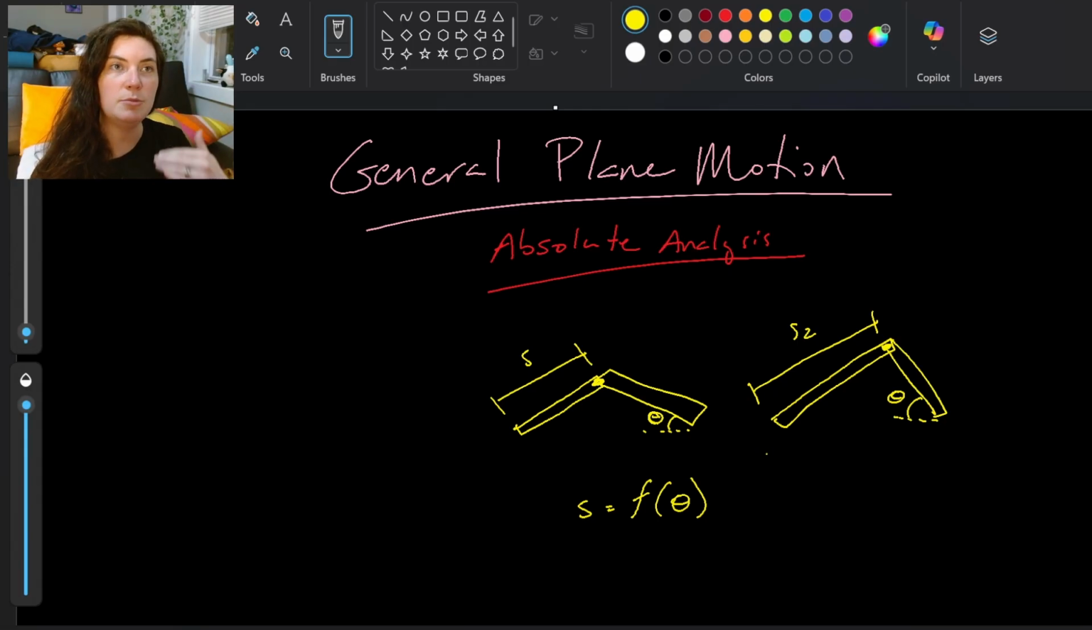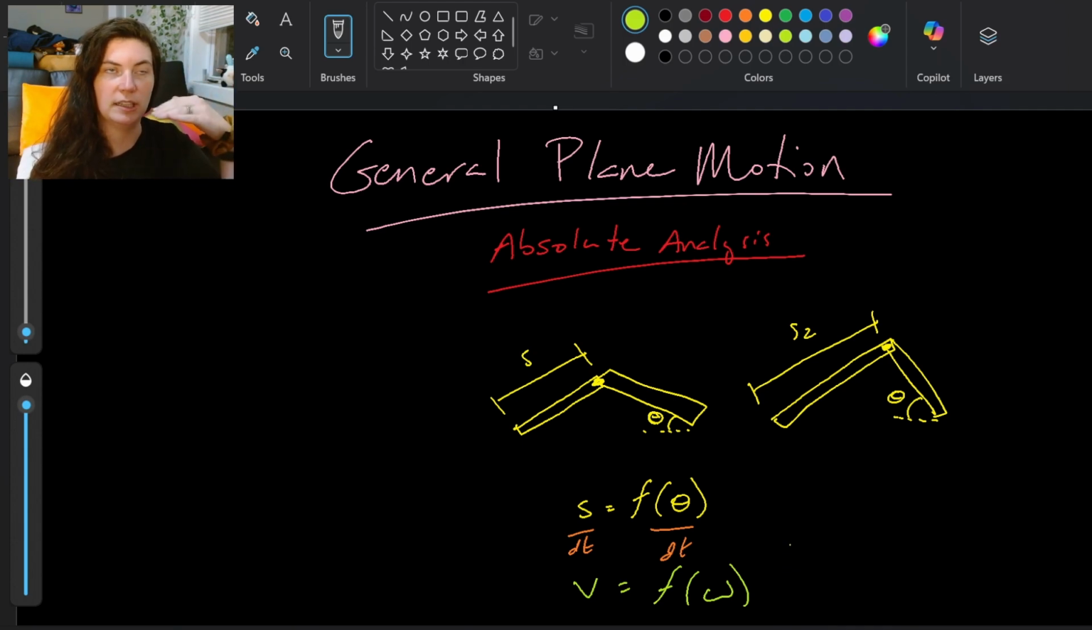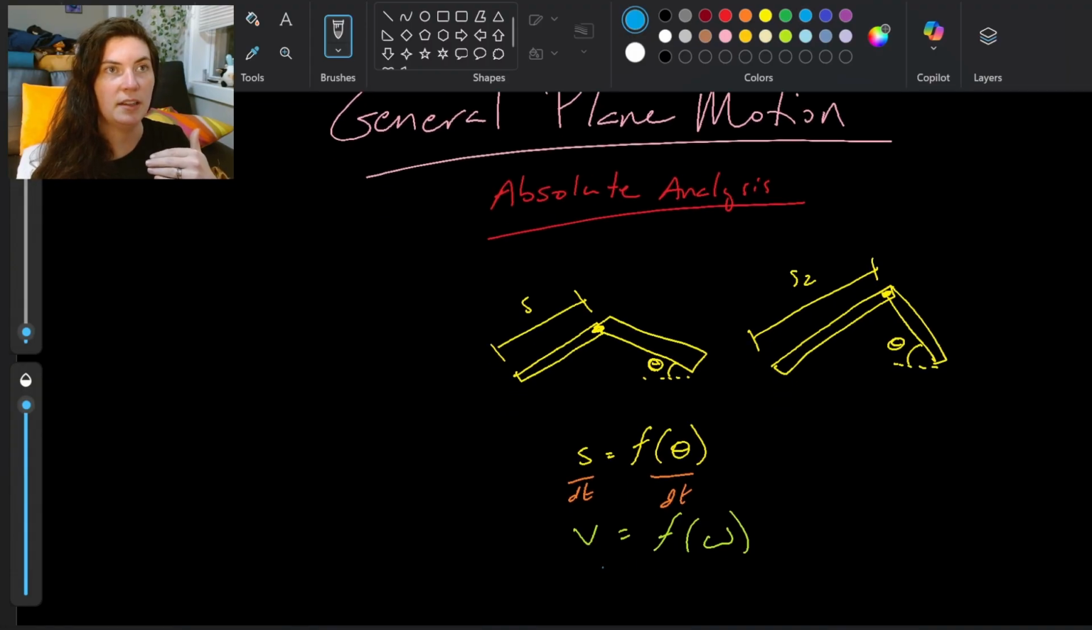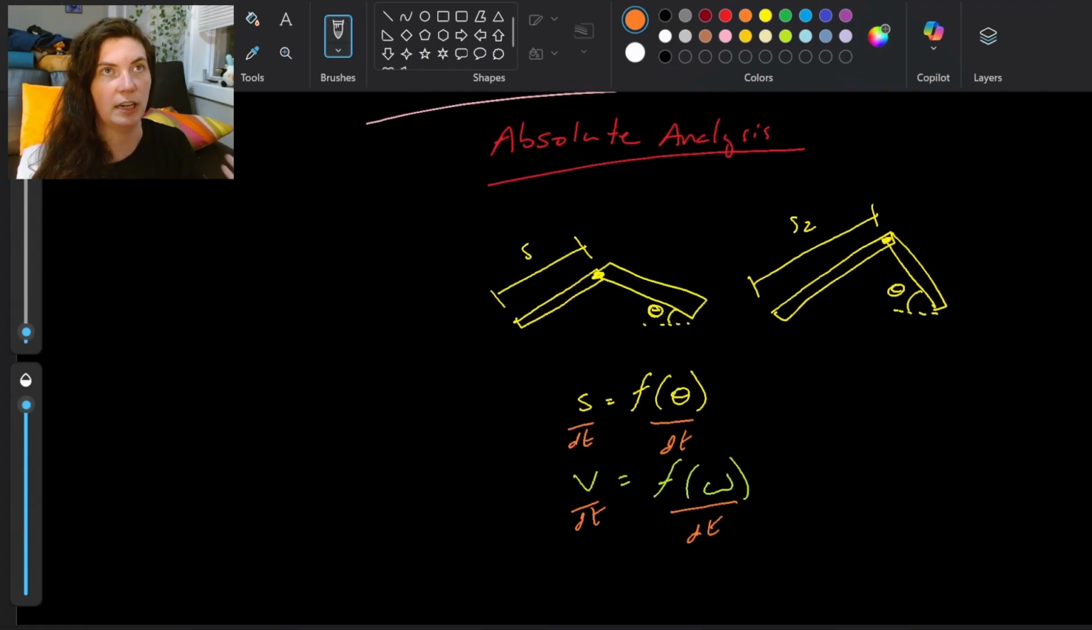And then if I take time derivatives, if I take the time derivative of my position, if I do d/dt on each side of these things, I'm going to get some kind of velocity function, where my velocity is some kind of function of omega. Relating that angular position with respect to time is going to give you omega. And then if you take another derivative with respect to time, you're going to get some kind of acceleration for your angular acceleration and your linear acceleration.